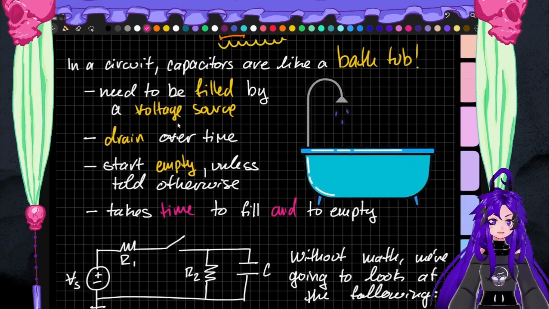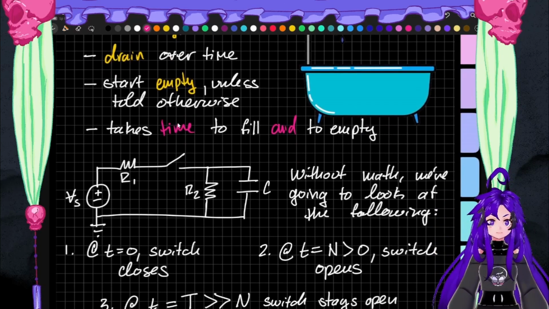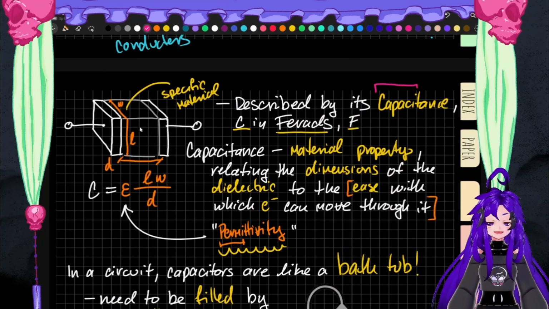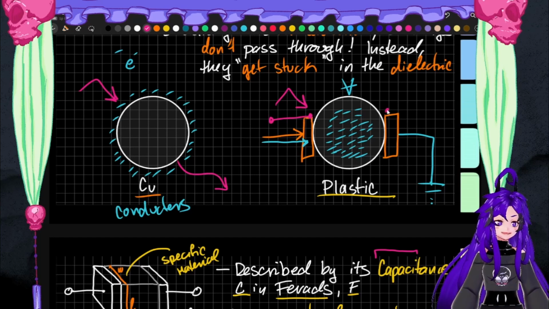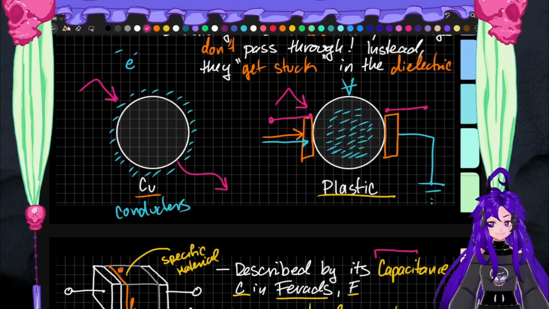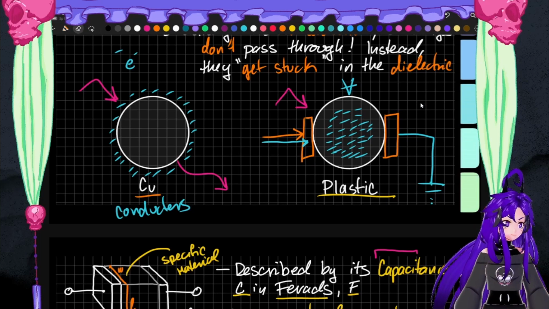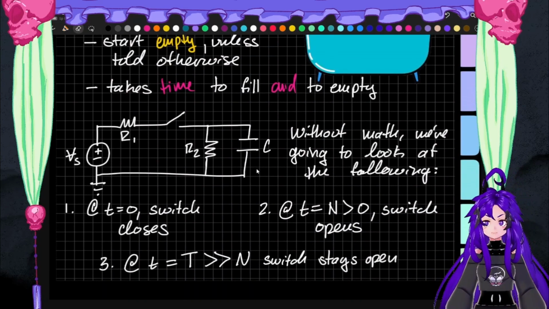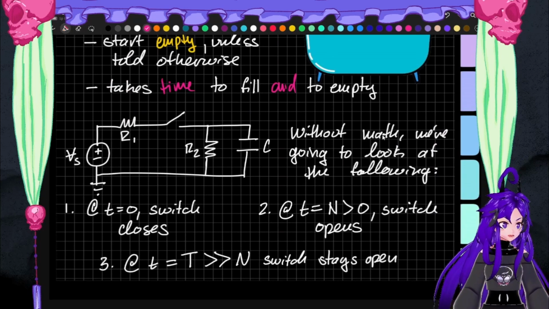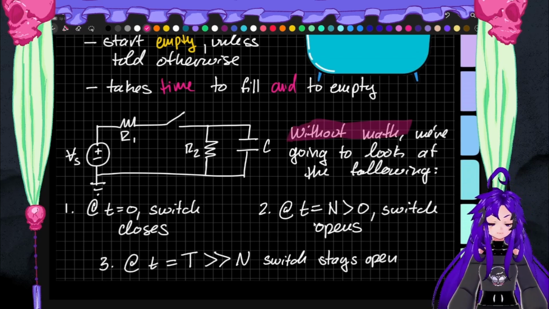There's also something else we should think about, which is that the dielectric is non-conductive. So, technically, there's a gap here, right? But we'll get there. Let's just let that simmer. So, without doing any math on this, we're going to look at the following situations.